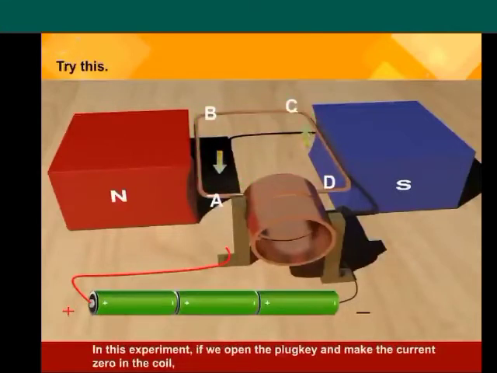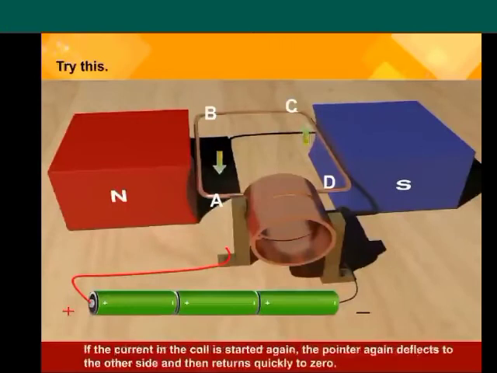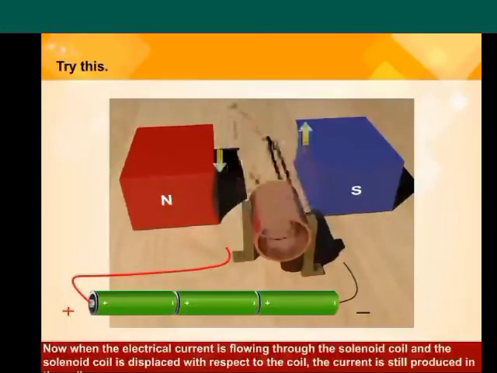In this experiment, if we open the plug key and make the current 0 in the coil, the pointer of the galvanometer deflects to a side and quickly comes back to 0. If the current in the coil is started again, the pointer again deflects to the other side and then returns quickly to 0. Now when the electrical current is flowing through the solenoid coil and the solenoid coil is displaced with respect to the coil, current is still produced in the coil.